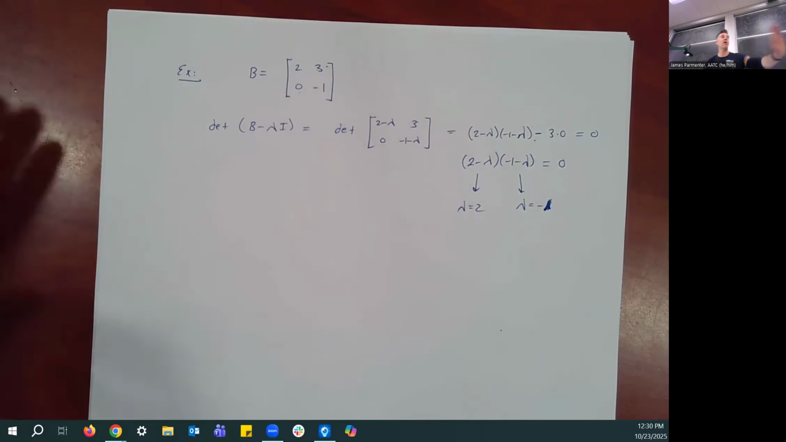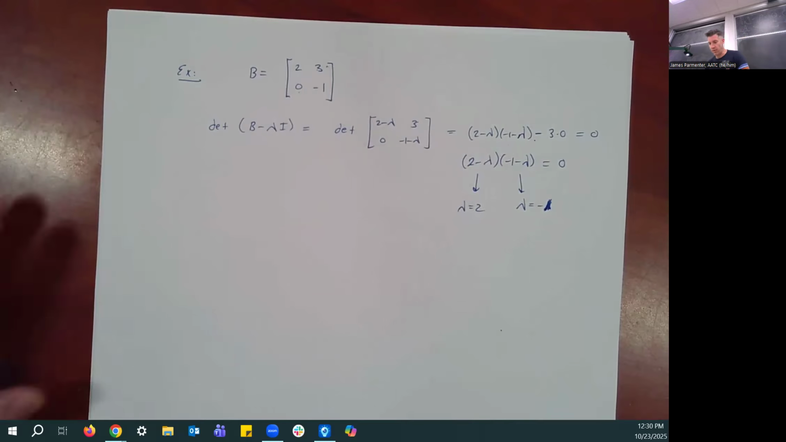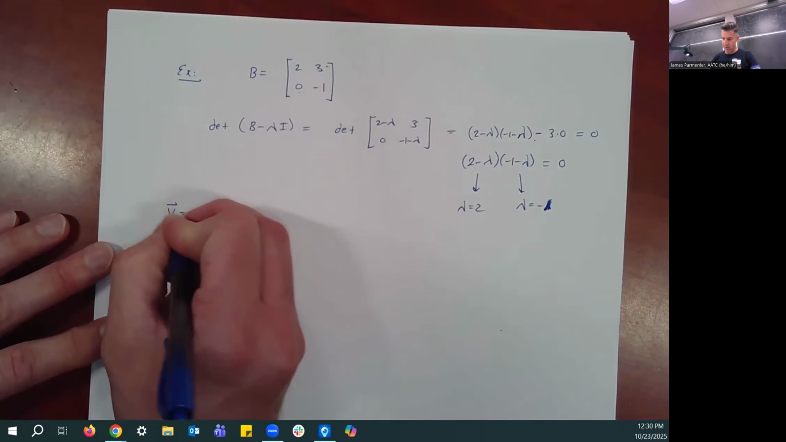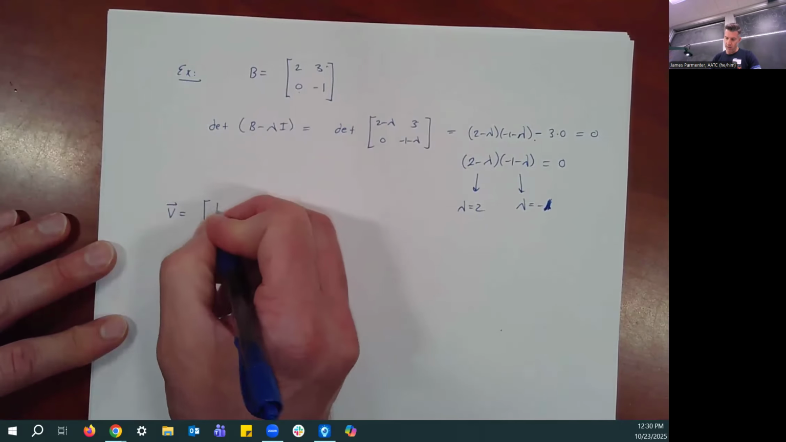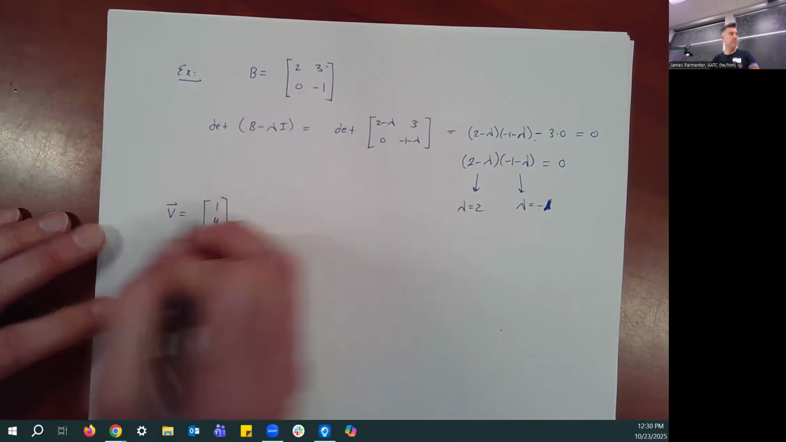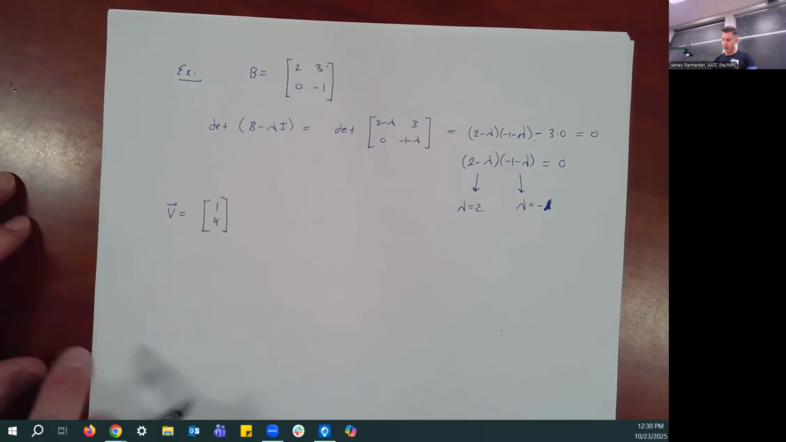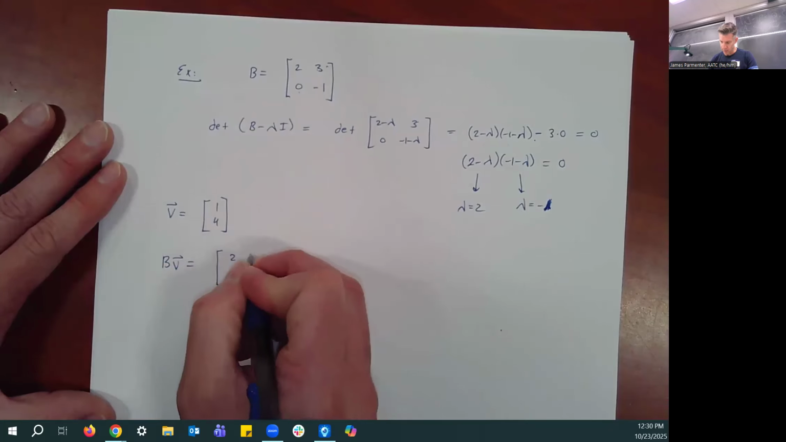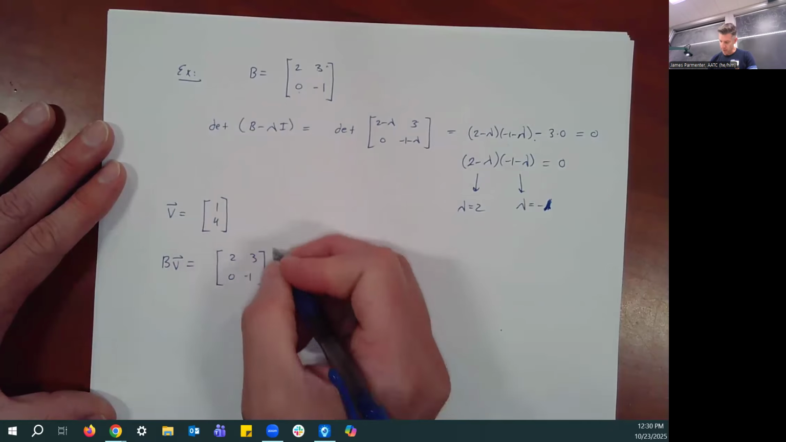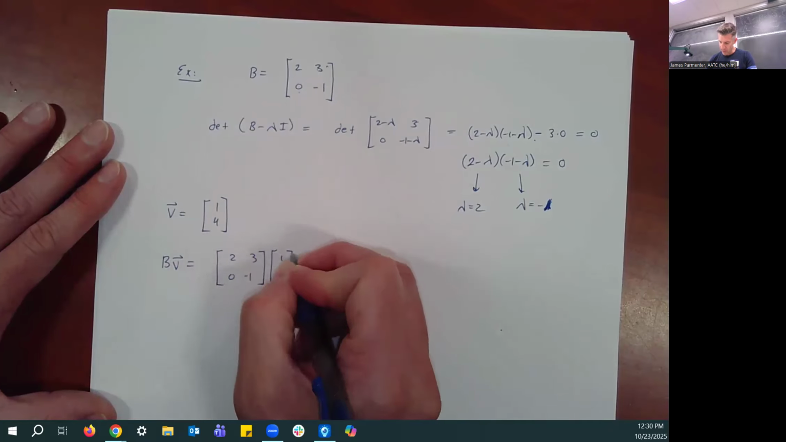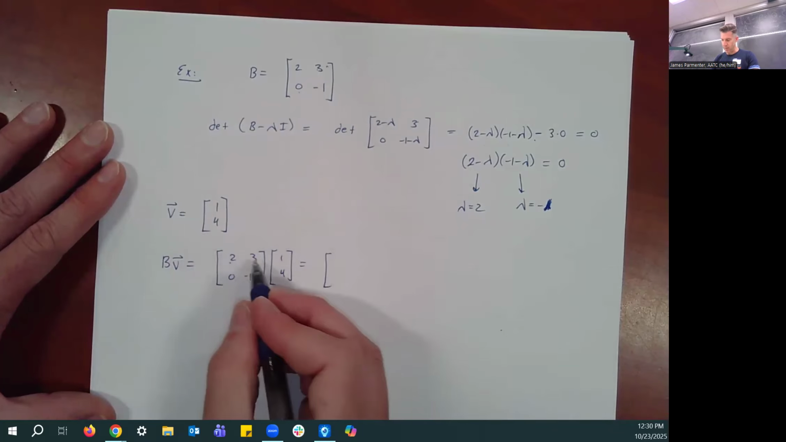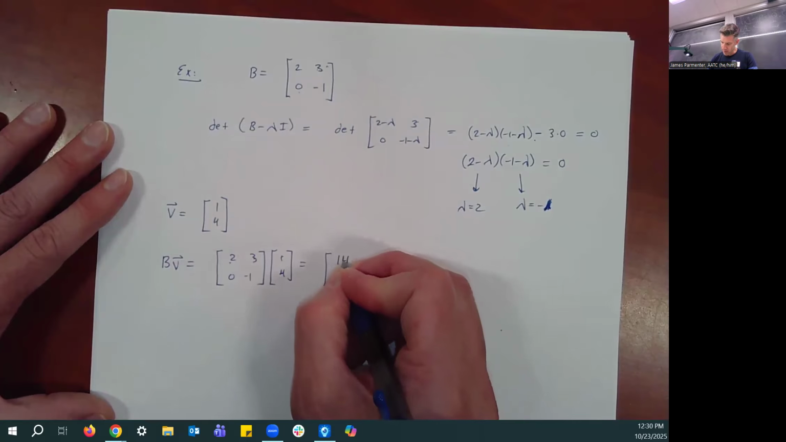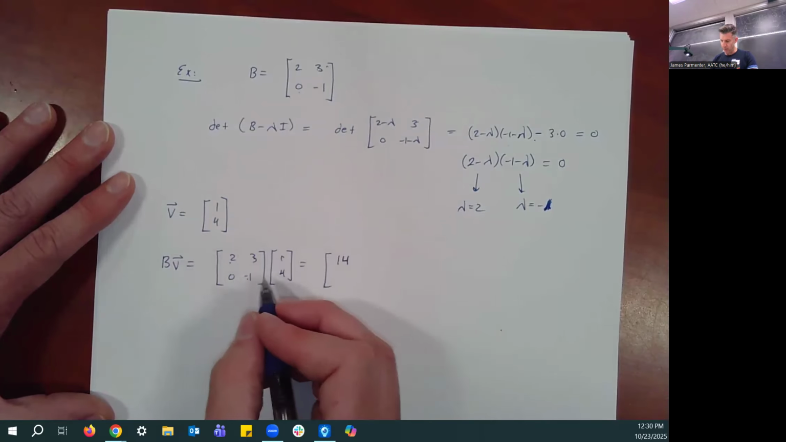Okay, so now I'm just going to tell you what an eigenvector is. In fact, no, I'm actually going to start with a not eigenvector. So let's just make up some random vector. Let's look at this vector v equal to, I don't know, 1, 4. If you multiply this matrix by this vector, B times v, which is 2, 3, 0, -1, times the vector 1, 4, we end up getting 2 times 1 plus 3 times 4, which is 2 plus 12, which is 14, and 0 times 1 plus -1 times 4.